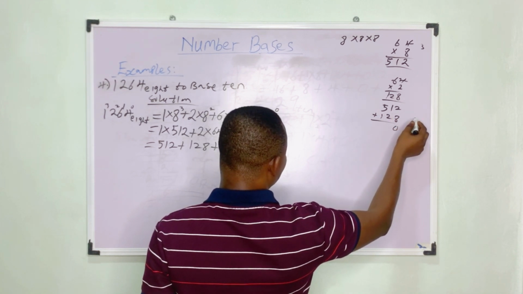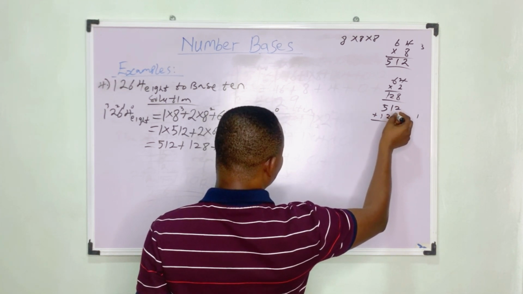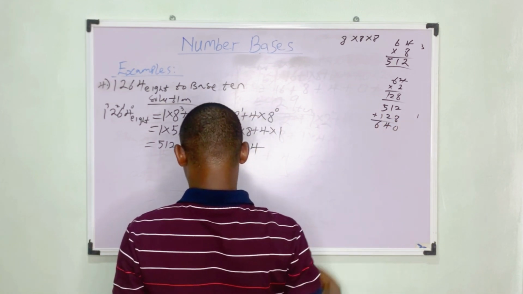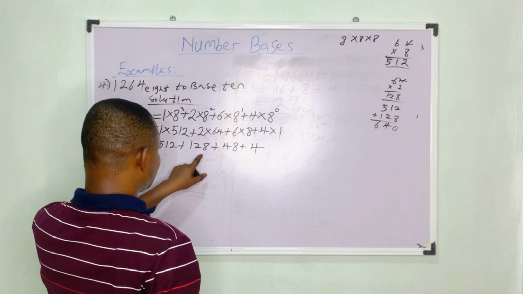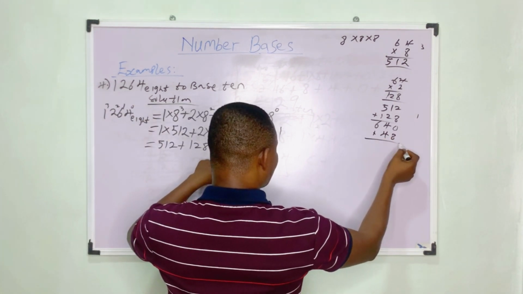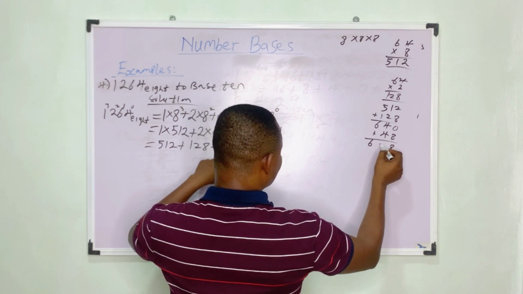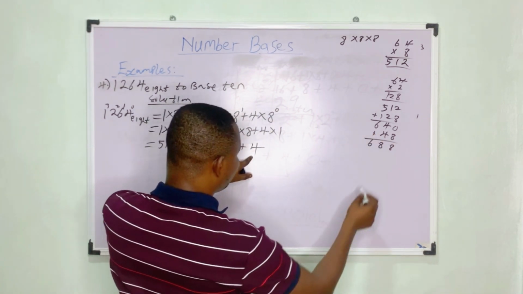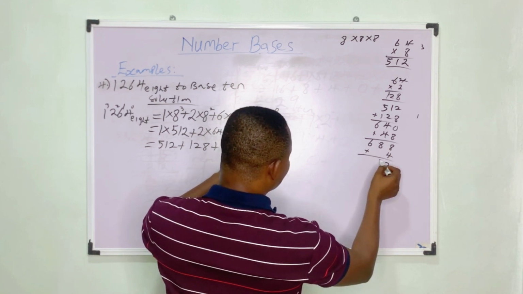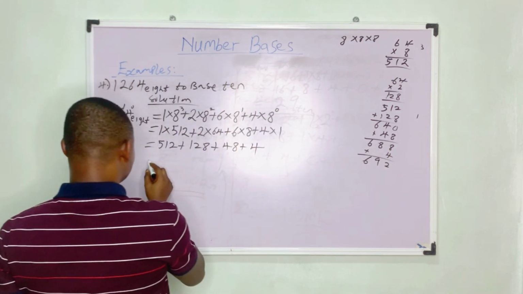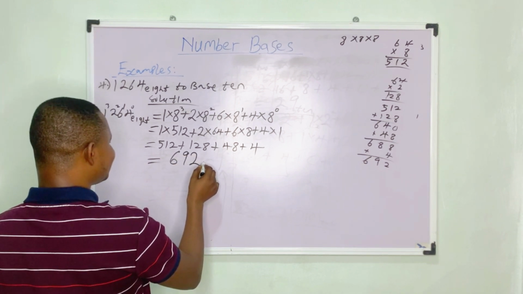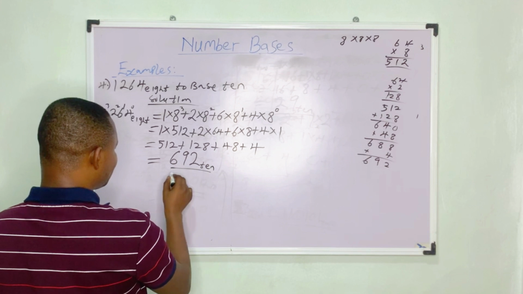Now, 512 plus 128. 8 plus 2, that is 10. You write 0, you keep 1. This is 3 plus 1, that's 4. And this is 6. That's 640. So you add 48. Then you have 688. Then add 4. This is 12. You keep 1. This is 9. And this is 2. That is our final answer: 692. That is in base 10.